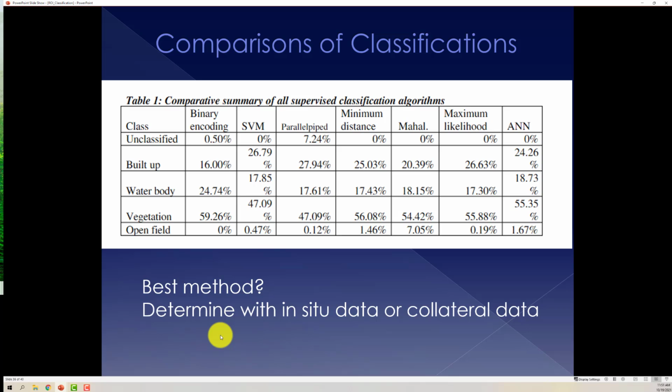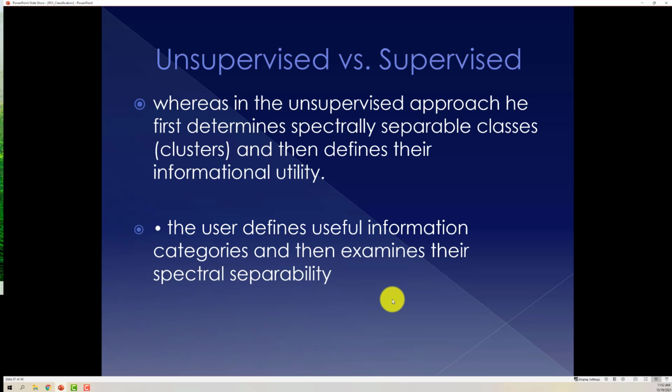You can compare classifications. This table is looking at the different types of classifications, and we have binary, parallelepiped, minimum distance, Mahalanobis, and maximum likelihood that we considered in this lecture. And this is showing you the comparative summary of the results of those different types of classifications. The best one is going to be based on your field study and your research project.